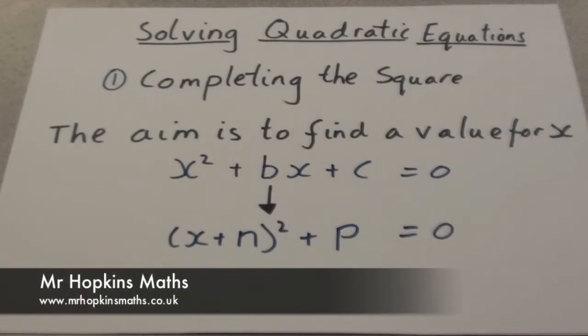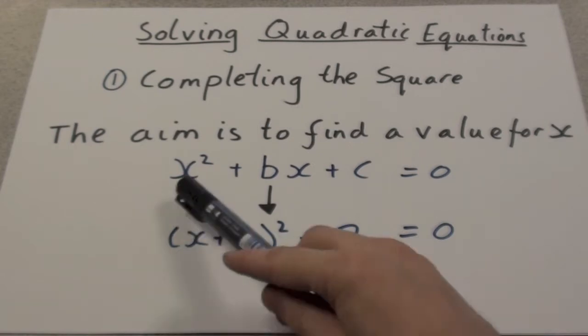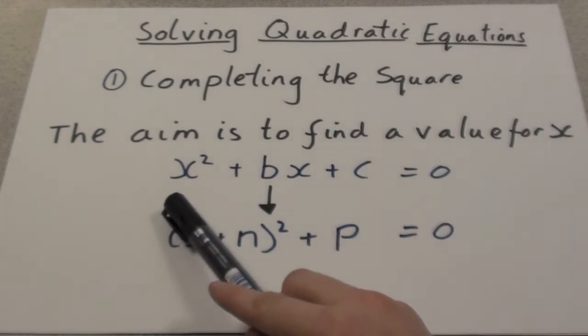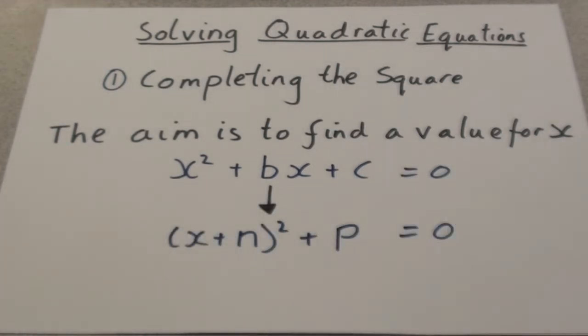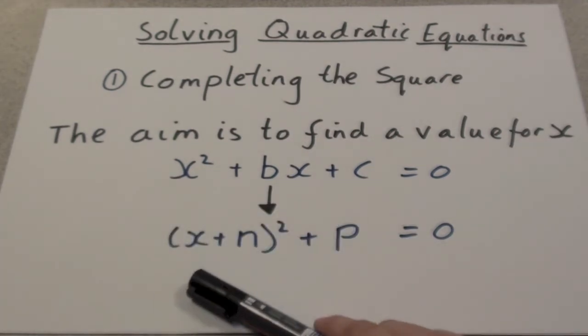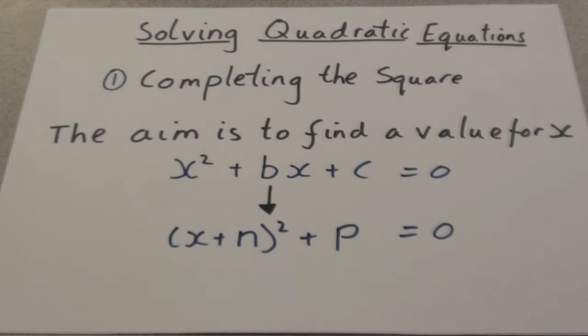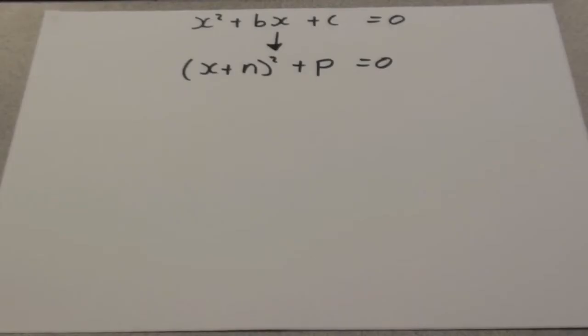Today we're looking at solving quadratic equations using the method of completing the square. The aim is to find the value for x in x squared plus bx plus c equals 0. Notice there's no a in front of x squared because we're looking at values where a equals 1. We're looking to turn it into the form of (x plus n) all squared plus p equals 0.